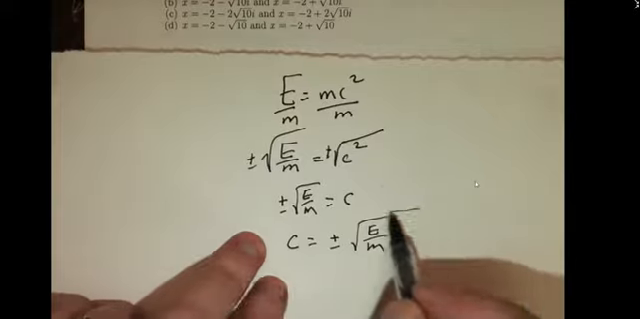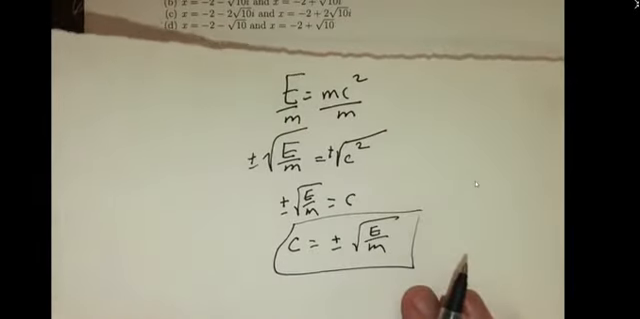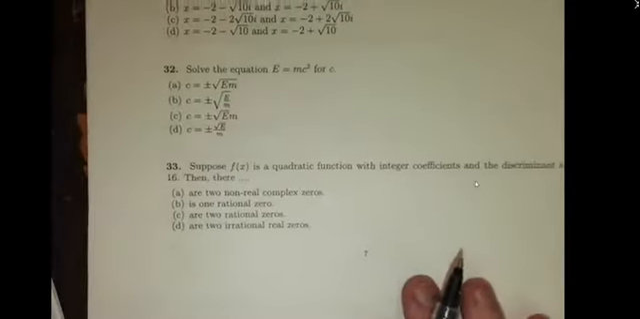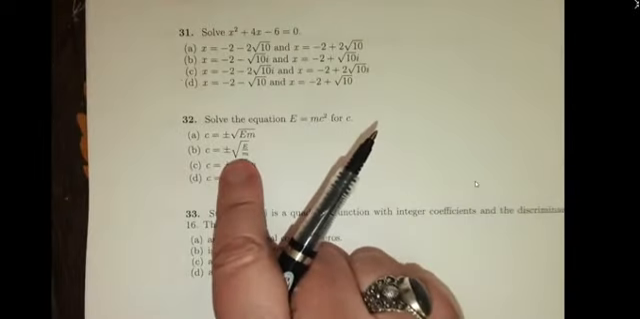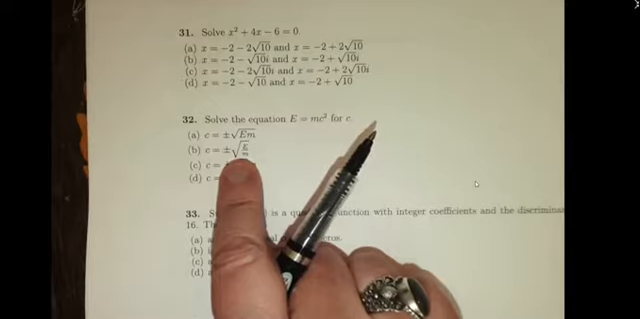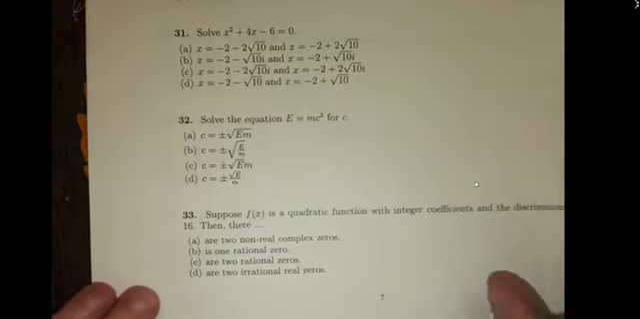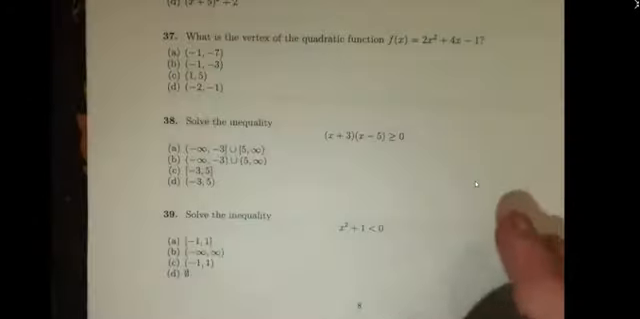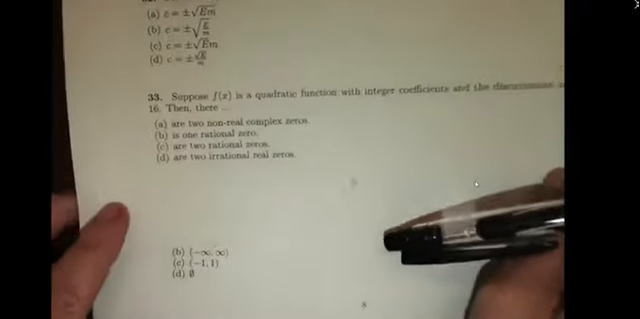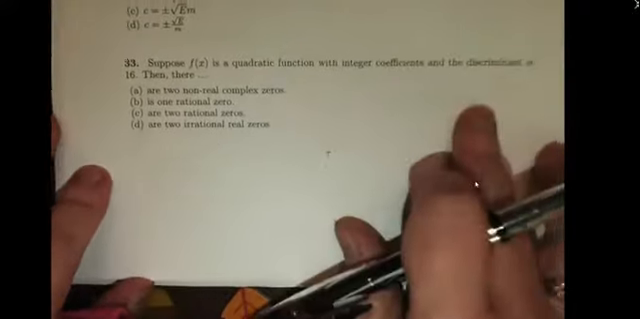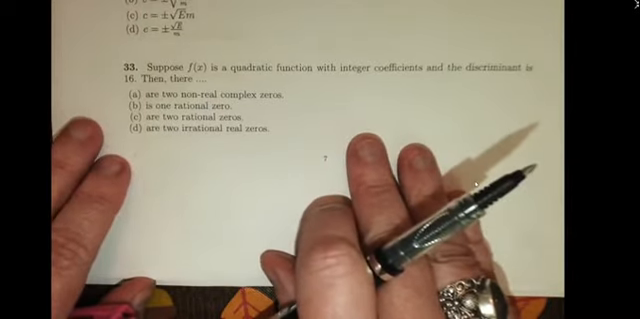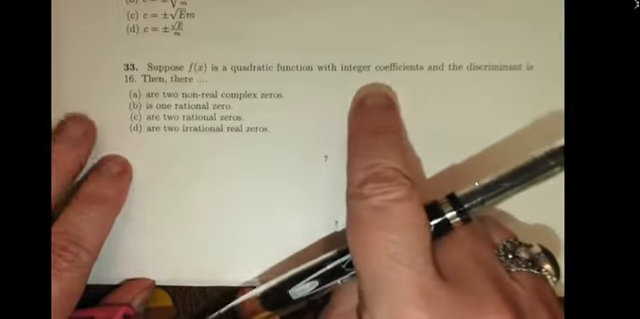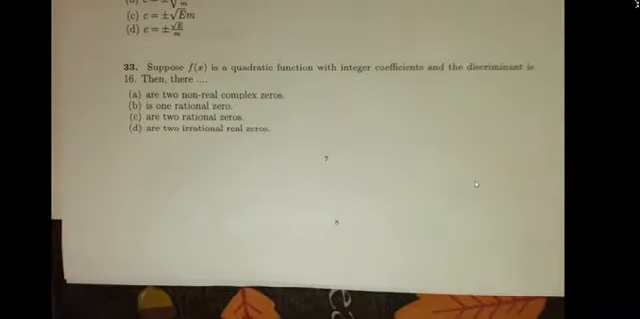All right, now let's have a look at what our selections are. So that's the one I've got there, and that is correct. So that would be B. Okay, so now let's look at number 33. F of x is a quadratic function with integer coefficients, and the discriminant is 16.